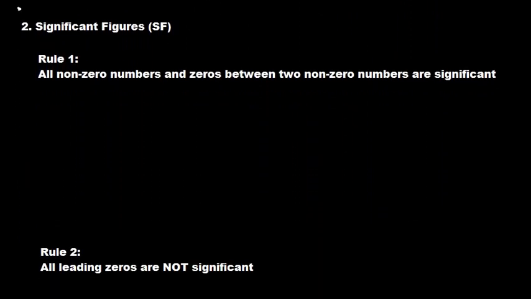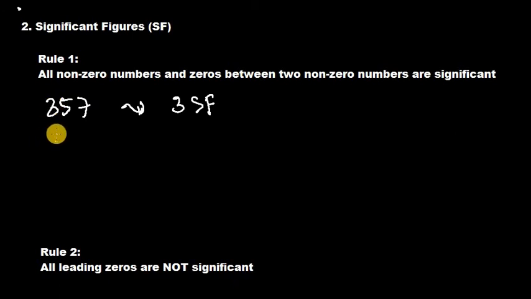For significant figures, we have 3 rules that we will discuss one by one. Rule number 1: all non-zero numbers, and zeros between two non-zero numbers, are significant. What is the meaning of that? If we have 357, it means we have 3 significant figures, because all of these are non-zero.